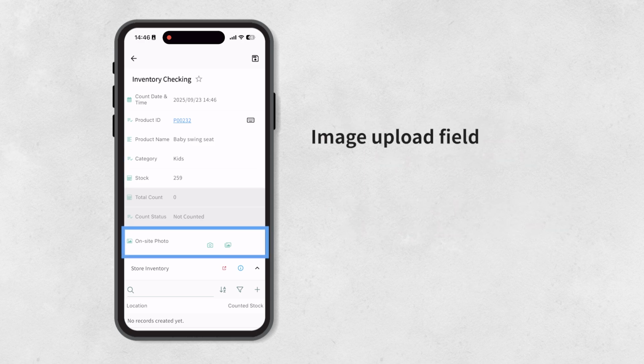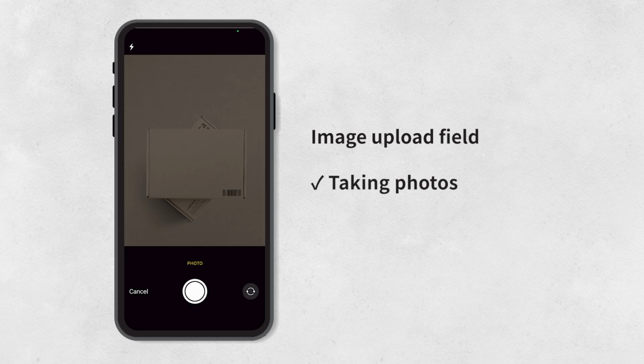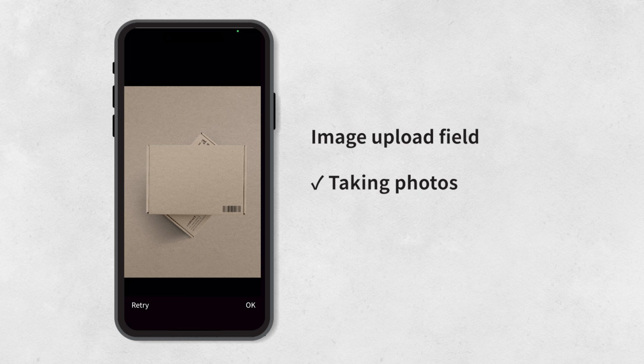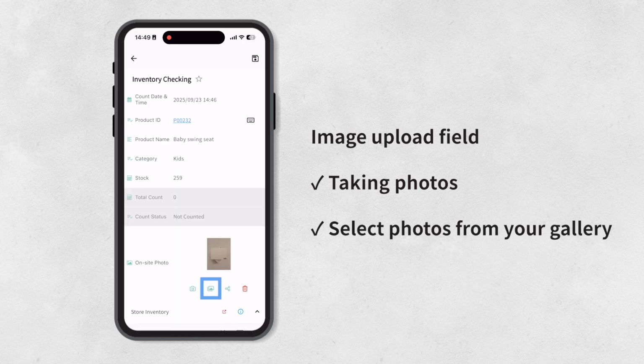Additionally, if you have an image upload field, you can click on the camera icon to automatically open your phone's camera. After taking a photo, click OK to upload it. Alternatively, click the album icon to select a photo from your gallery.